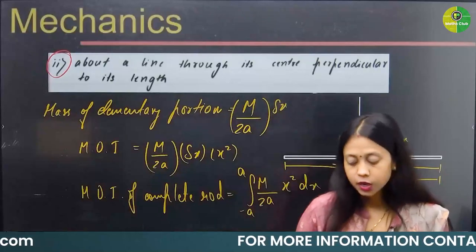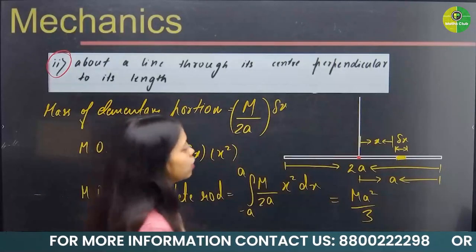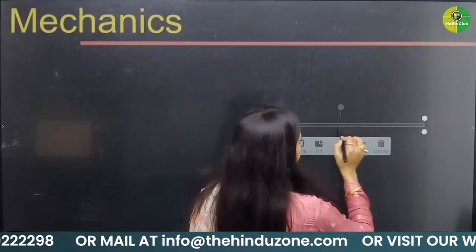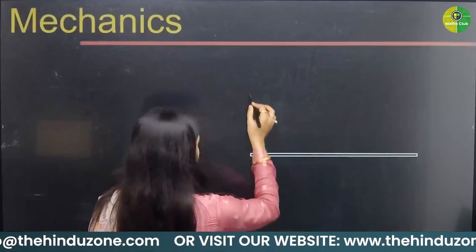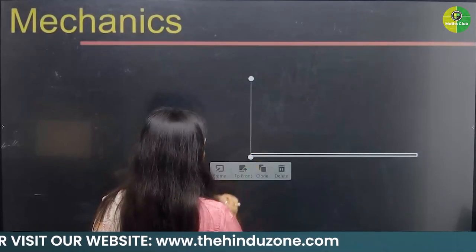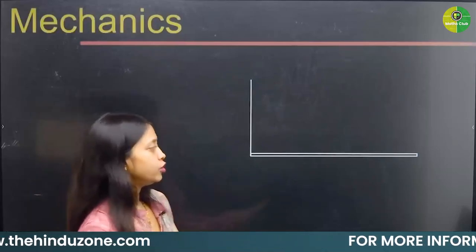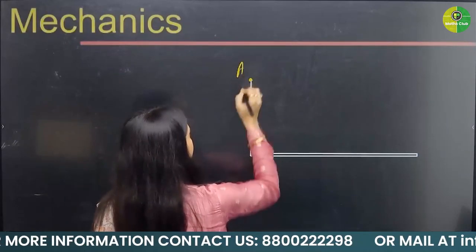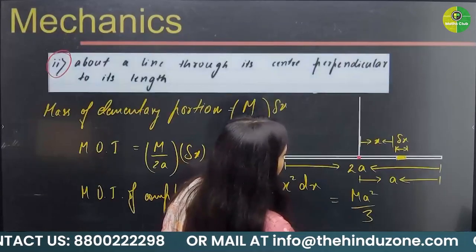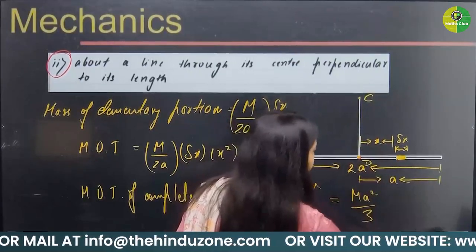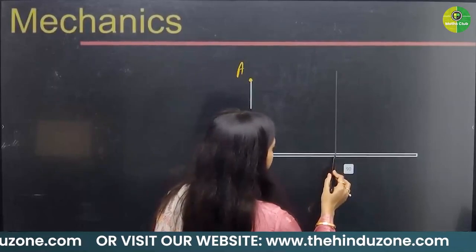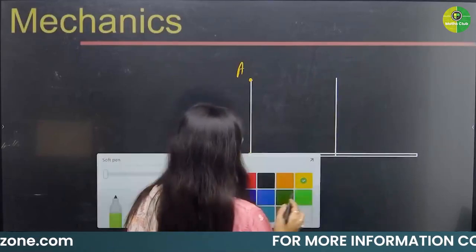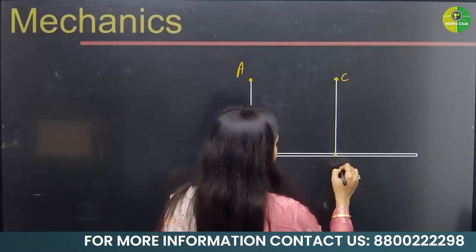Let us apply the parallel axis theorem for doing this part. Why? Because in the first part we have calculated the moment of inertia of this rod with respect to a line at one of its extremities. So this is AB, and let this line be CD. And one line is in the middle, this is CD.